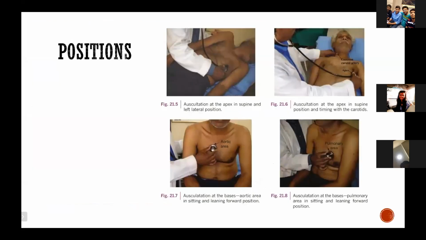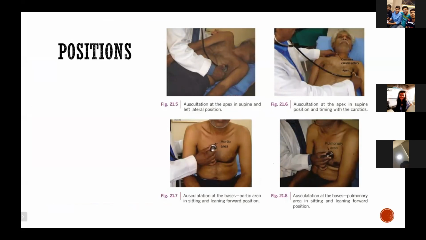Then coming to the positions. So we usually just auscultate the patient in supine position. However, if you're suspecting a strong cardiac pathology, it's always better to auscultate the patient in at least three positions. The first one being the left lateral decubitus position.